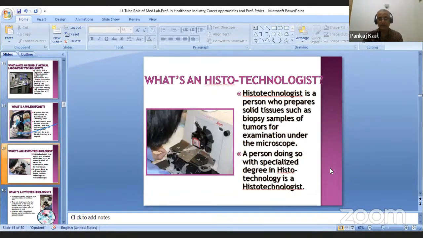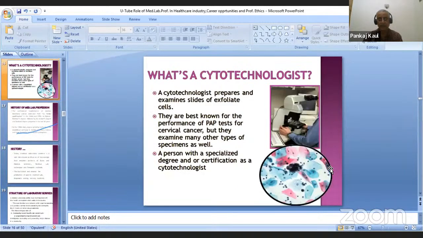A histotechnologist is a person who prepares solid tissues such as biopsy samples of tumors for examination under the microscope. A person doing so with a specialized degree in histotechnology is a histotechnologist. And a cytotechnologist prepares and examines slides of exfoliated cells. They are best known for performing Pap tests for cervical cancer, but they examine many other types of specimens as well. A person with a specialized degree and/or certification is a cytotechnologist.